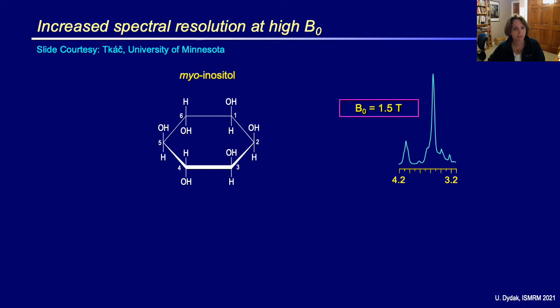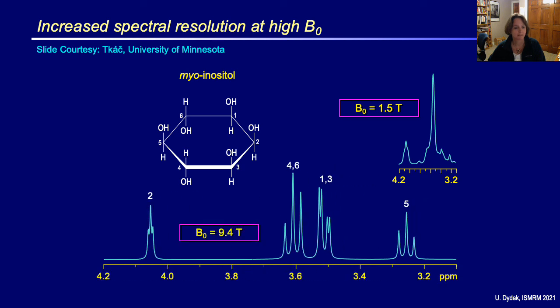And with the last 2 slides, I would like to show you some examples, and I'm using 2 slides that were generously given to me by Ivan Tkach from the University of Minnesota. Here's an example of myo-inositol and the signal at 1.5 Tesla, where you see here at 3.4 ppm the signal, and then you see the difference and how these complex structures here split up and become very nicely measurable if you measure it at 9.4 Tesla.